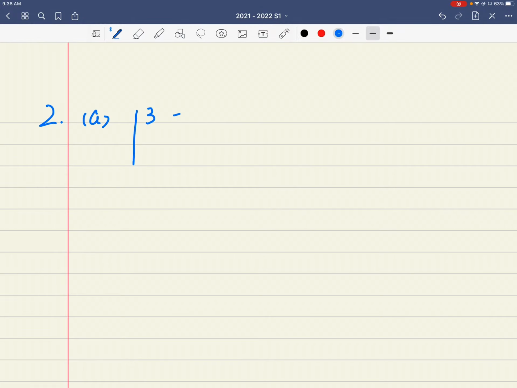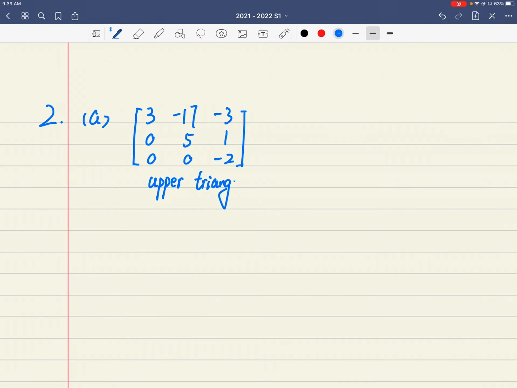First special case, it's part A and part B. What if the matrix is an upper triangular matrix or a lower triangular matrix? What does that mean? For example, this matrix is an upper triangular matrix. Let's first write down the matrix.